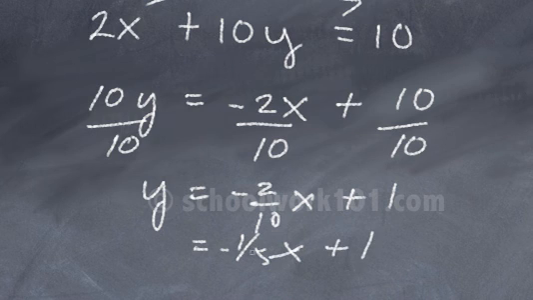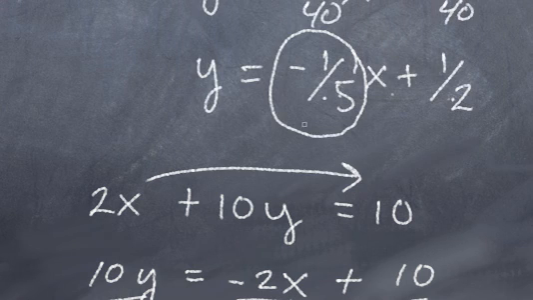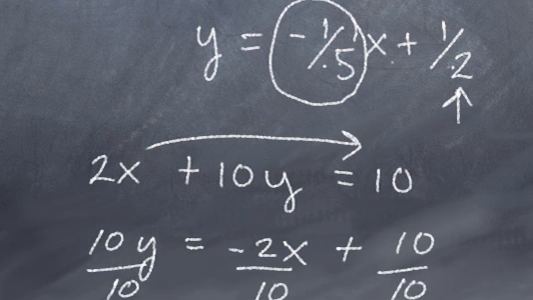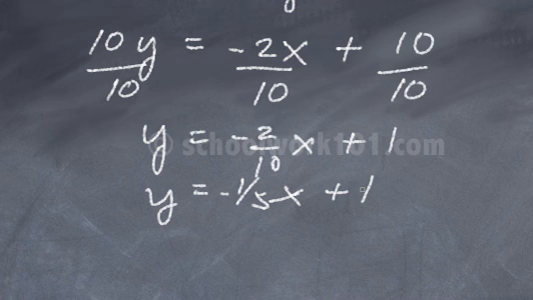Now as you can see, this has a slope of negative 1/5, just like our other equation did. This means that both of our lines are parallel if both of their slopes are the same, except look where it crosses the y-axis, at 1/2 and at positive 1.